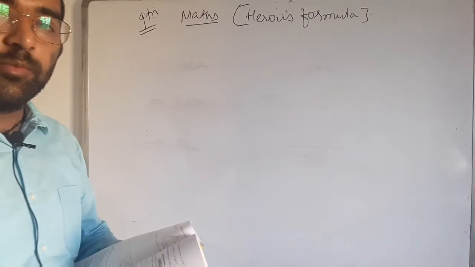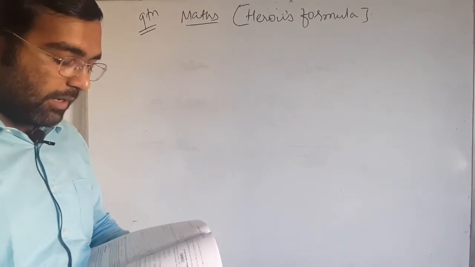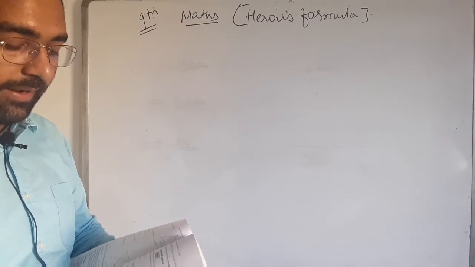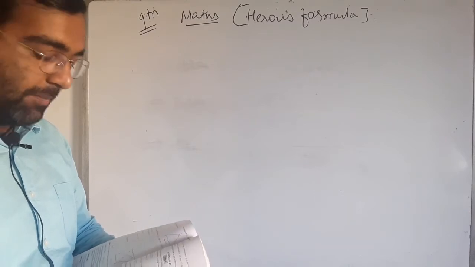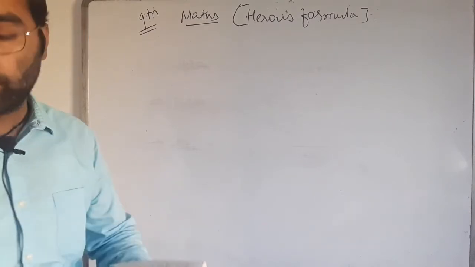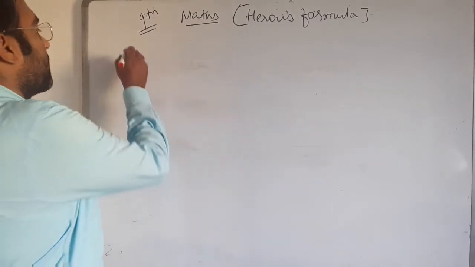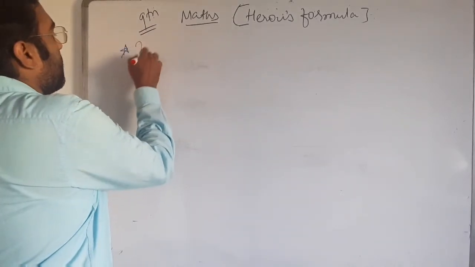Here's my question from the textbook: find the area of a triangle, two of whose sides are 8 cm and 11 cm, and whose perimeter is 32 cm. Here the two sides, 8 cm and 11 cm, are given.